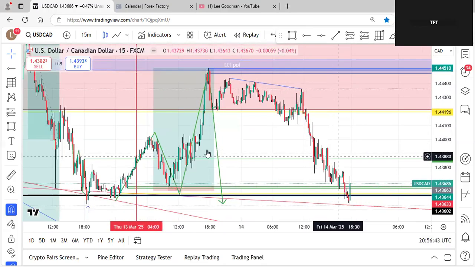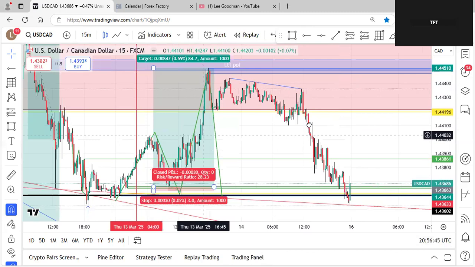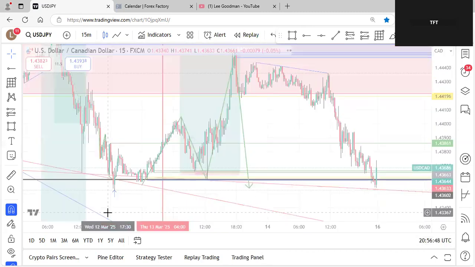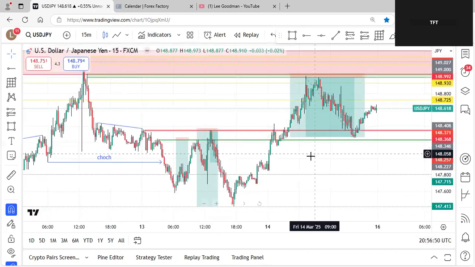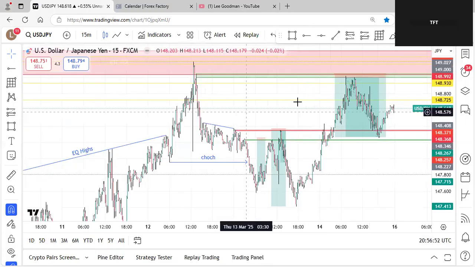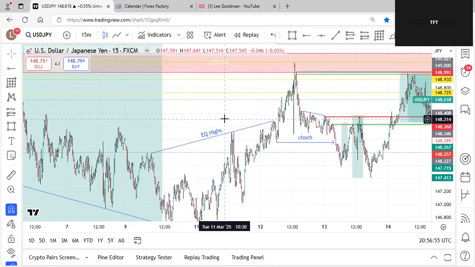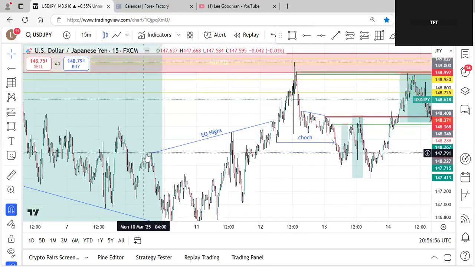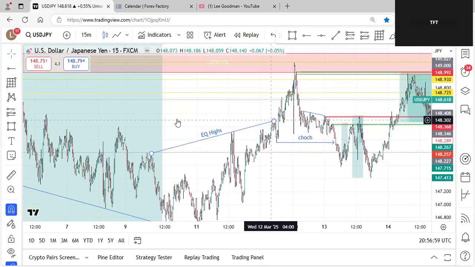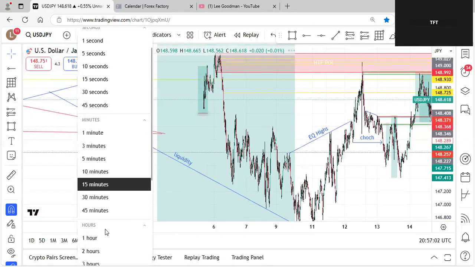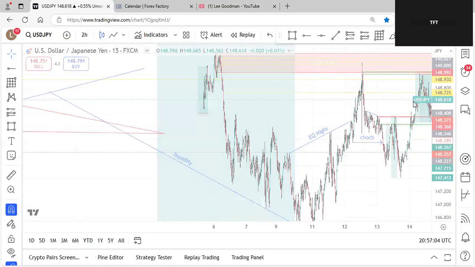So yes, that was me trying to buy the USD CAD anyway. As I said, I was trying to sell UJ, pretty much identical as always. Build up liquidity. Oh no, sorry, ignore that. I'm going to go further back. The move actually starts a lot further back.